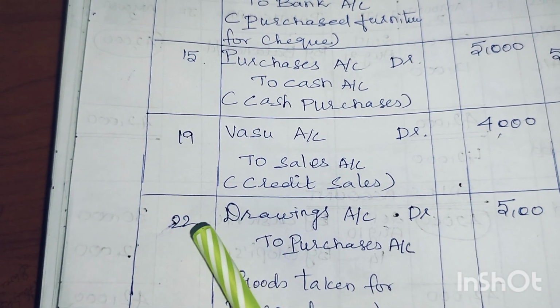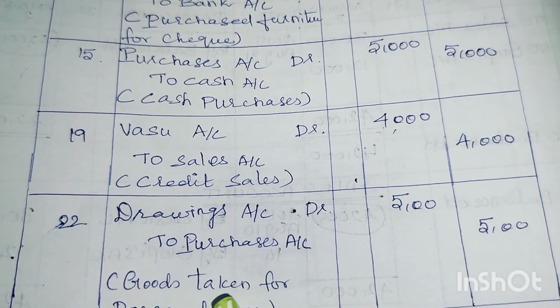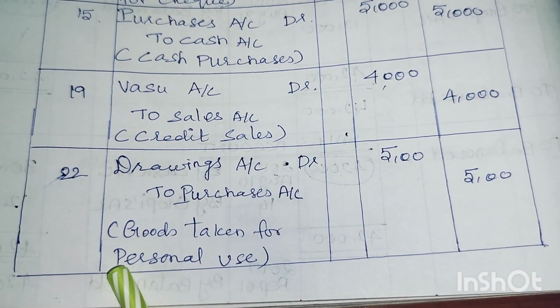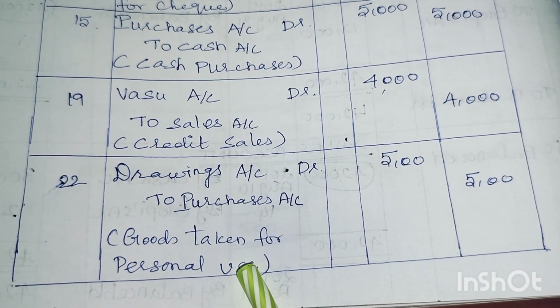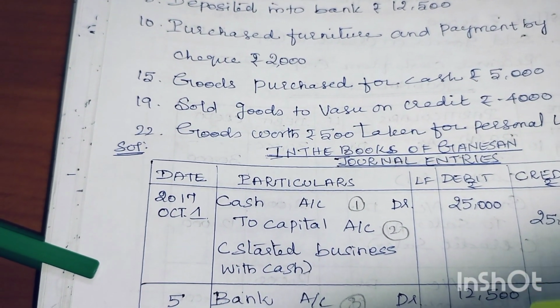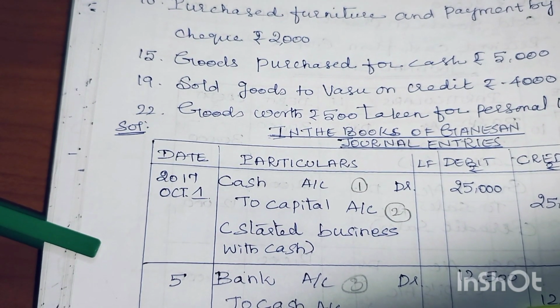So the journal entry is on October 22, drawings account debited 500 rupees to purchases account 500 rupees. The narration is goods taken for personal use. So we passed the journal entries for the given transactions. Now we are going to post them into the ledger.